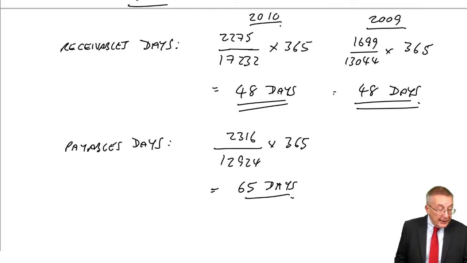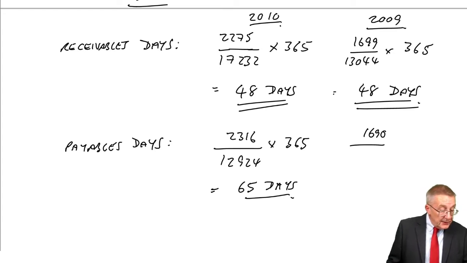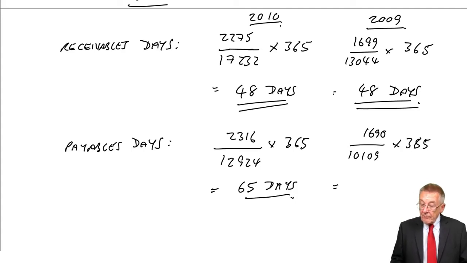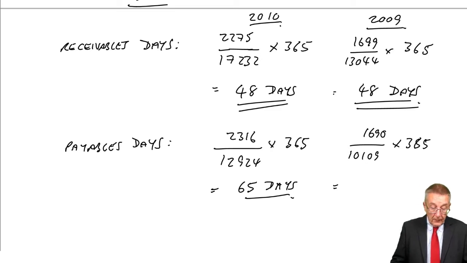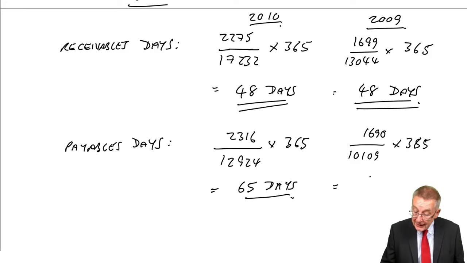Whereas in 2009, liability is 1690. Cost of sales, 10109. Which is what? Times 365 days, hold on. 1690 divided by 10109 times 365. That's better. I get 61 days.